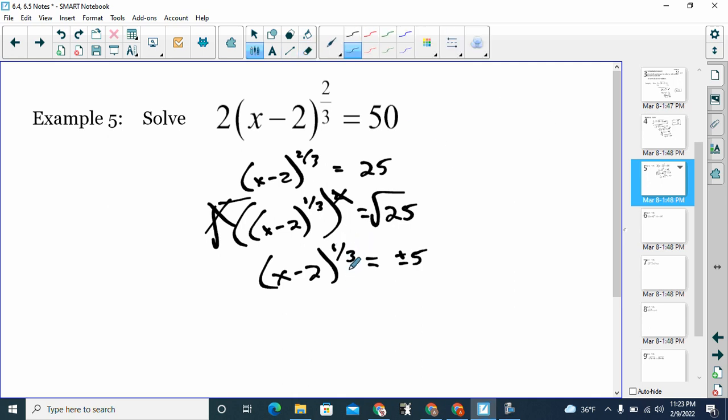1/3 power is the same thing as cube root. We can cancel a cube root by cubing both sides. I get x minus 2 equals 5 cubed is 125. Negative 5 cubed is negative 125. And add 2 to both sides.